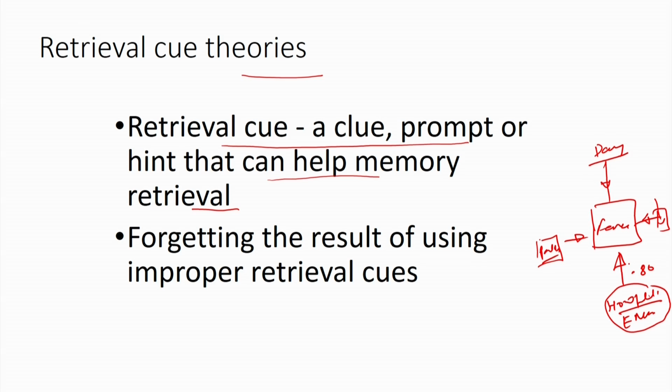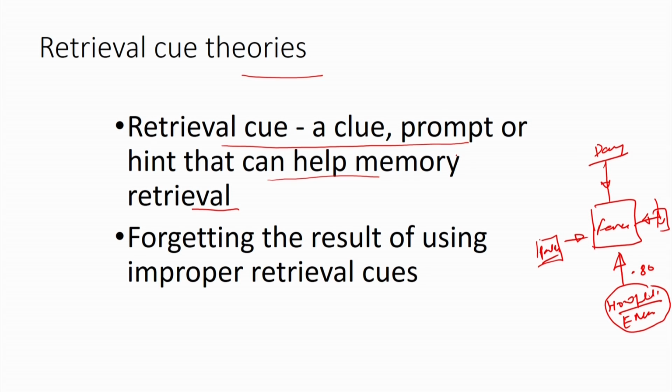So basically, a similar situation can also occur where one cue can retrieve so many memories. There are always all types of things there. Let's look at this theory. So this is what a retrieval cue looks like. Forgetting can be the result of using an improper retrieval cue.